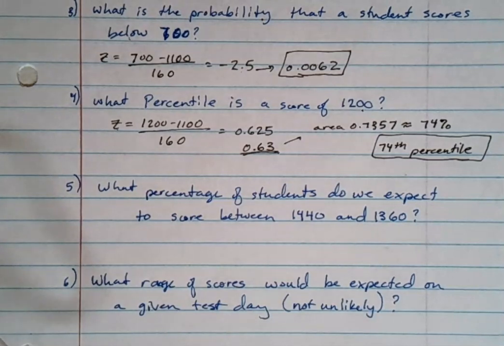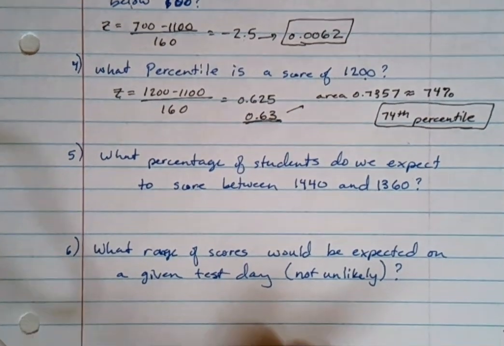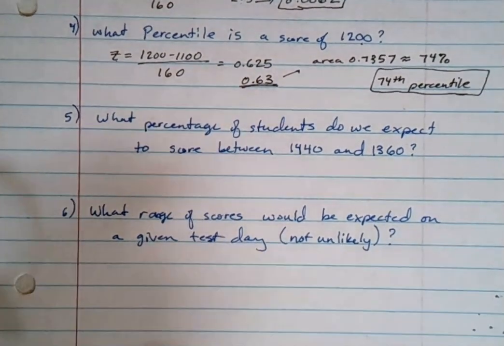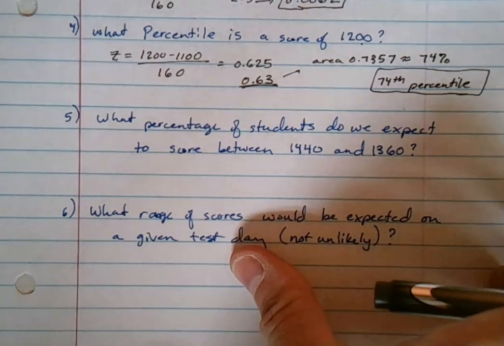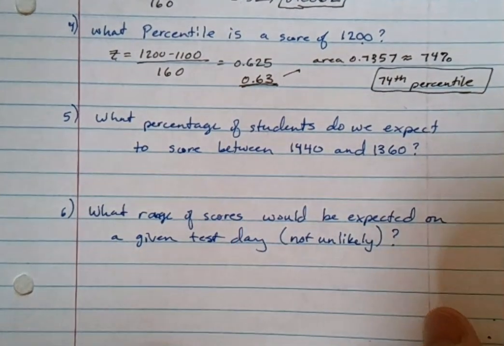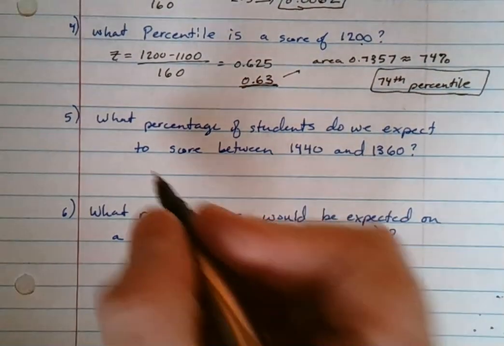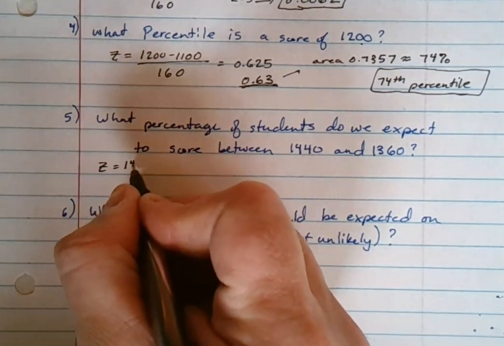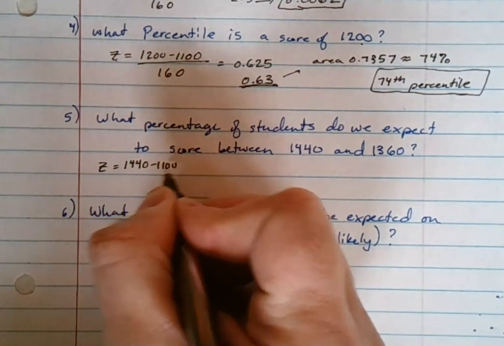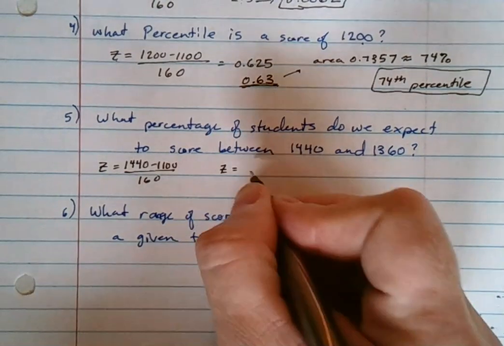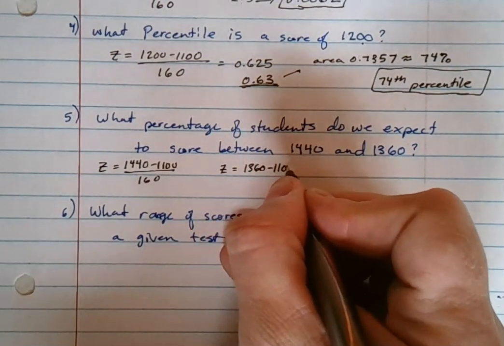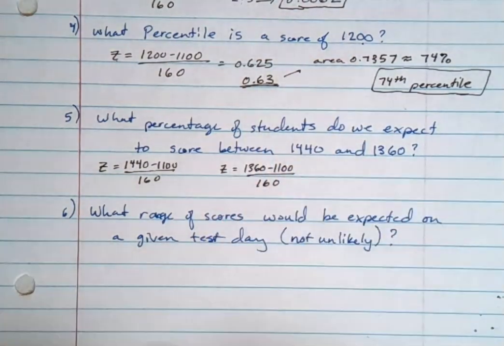Okay. Next up, what percentage of students do we expect to score between 1440 and 1360? 1440 and 1360. Now, I am going to cheat just a little bit. Okay. No, I'm not. I lied. I thought I found this one earlier. So what are we going to do? We're going to find a z-score for 1440, and we're going to find a z-score for 1360. Okay, so let's find both of those.